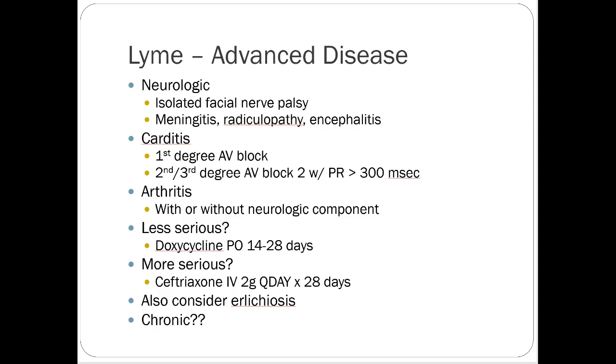More serious, we don't usually use doxy IV, even though it does come IV. We could do that. We use ceftriaxone IV. Again, why? I don't know. That's what's studied. So they switched to ceftriaxone. Ceftriaxone also gets into the central nervous system really well. Remember, it's our meningitis drug. So if you do have neurologic complications, it's a great option to cover Lyme or cover the Borrelia burgdorferi, which is the bacteria.